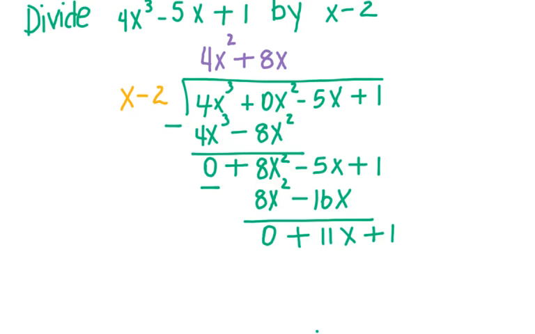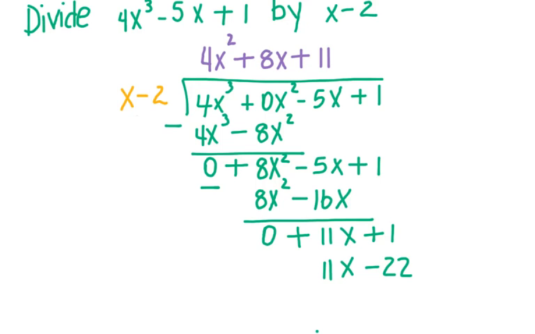And then the same thing again. What do we have to multiply by x in order to get 11x? And that's 11. 11 times x will give us our 11x, as we just said. And 11 times negative 2 is going to give us negative 22.